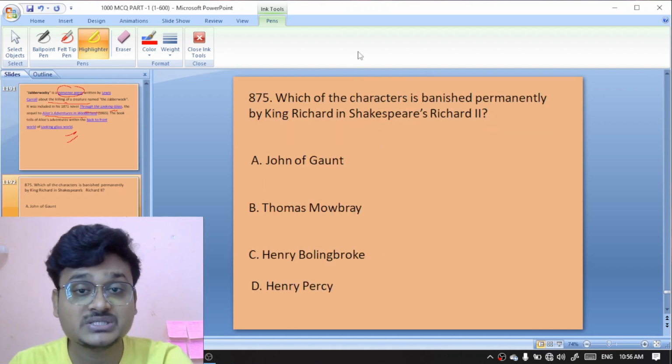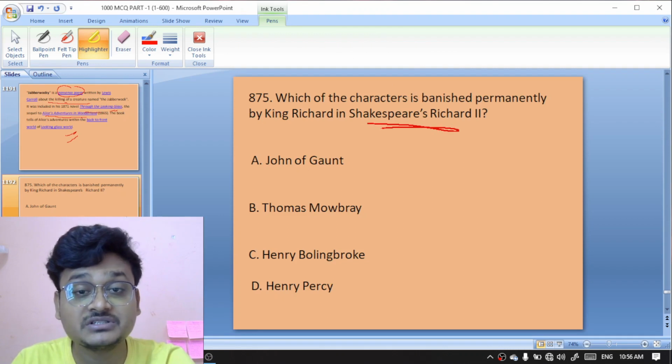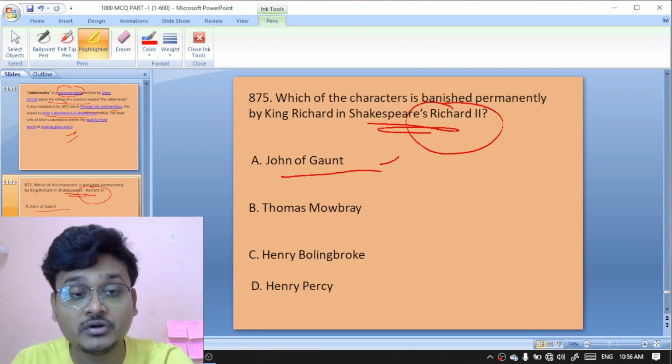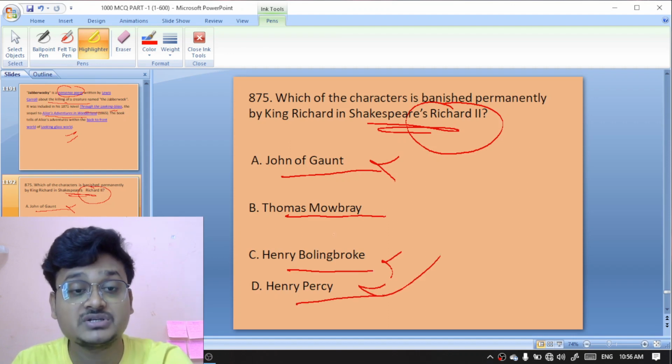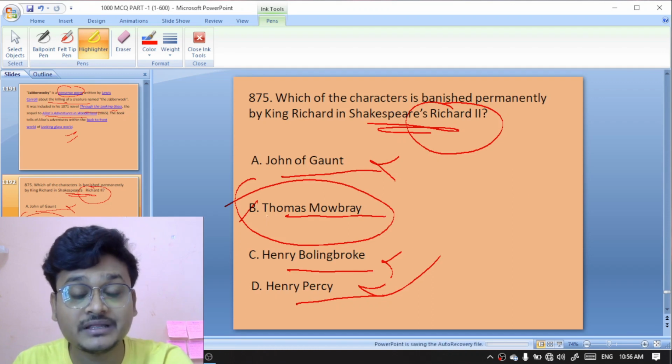Which of the characters is banished permanently by King Richard in Shakespeare's Richard II? John of Gaunt, Thomas Mowbray, Henry Bolingbroke, Henry Percy. So it is Thomas Mowbray who was banished permanently in Richard II.